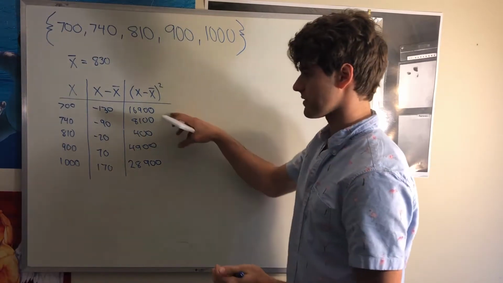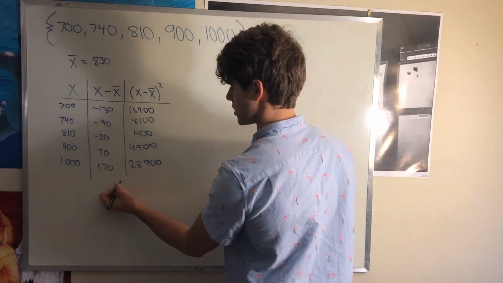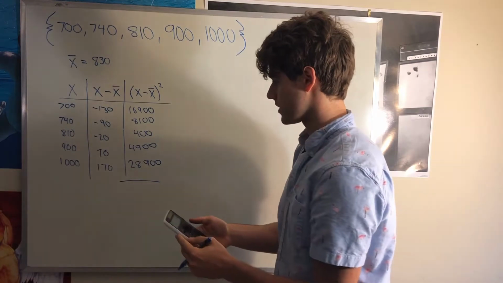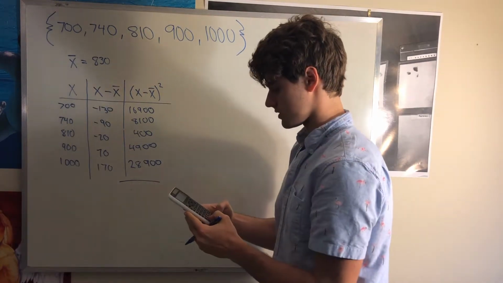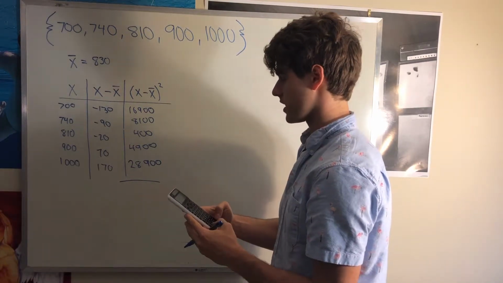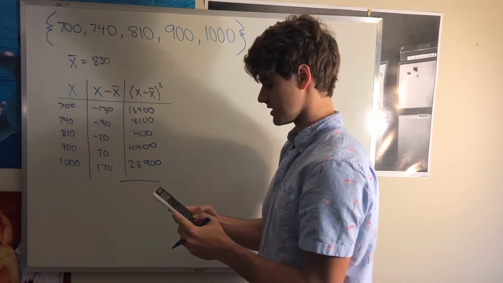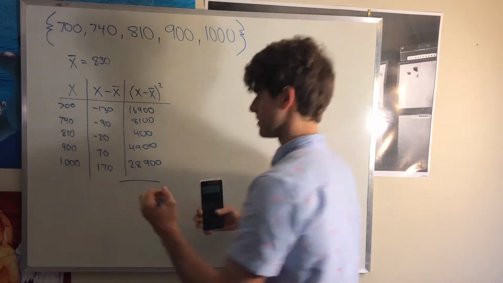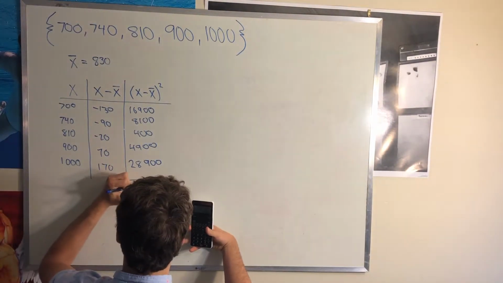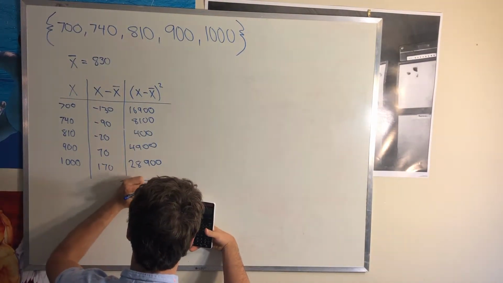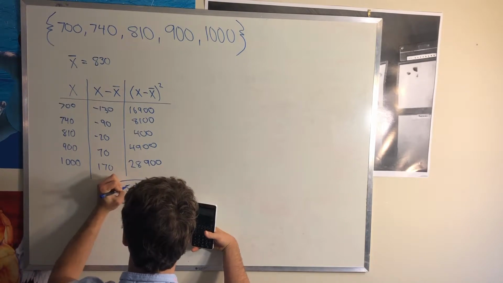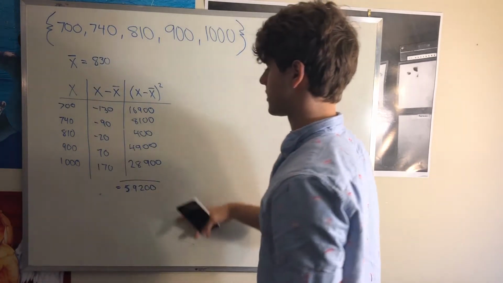Next step is we have to find the sum of all these values, okay? So we're going to find the sum of all these values. I'm just going to put it all into my calculator. So plus 4,900 plus 400 plus 8,100 plus 16,900. That gives me 59,200, okay? So this is the sum of all these values.